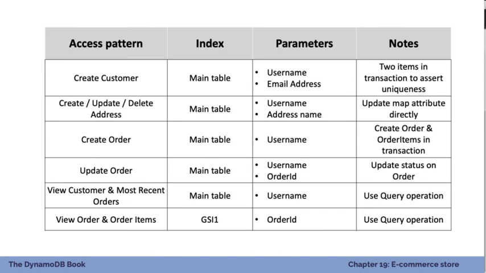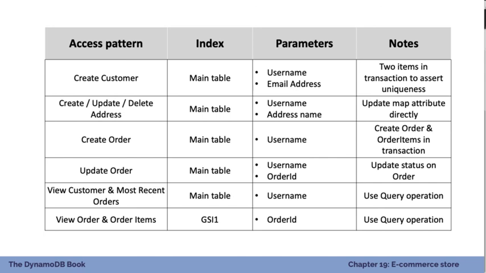Let's walk through our access patterns here. First one we have up top is that create customer. That's going to go against our main table like all the writes usually are. Big parameters you're going to have there are the username and the email address. And the note there is you're going to be writing two different items in that single transaction to assert uniqueness. So we have that customer item, but we also have that customer email item just to make sure we have uniqueness on that email.